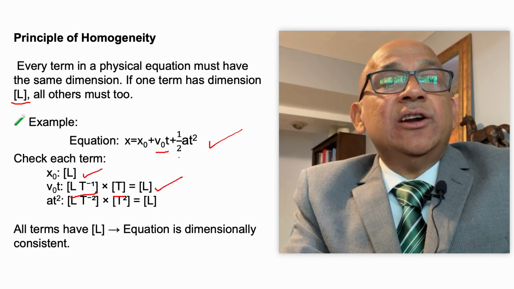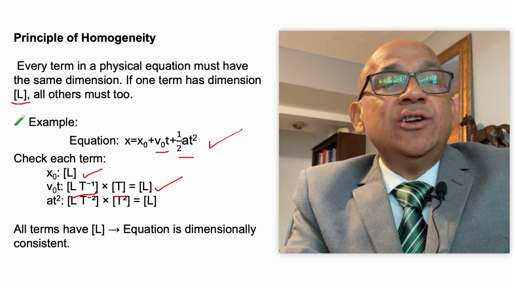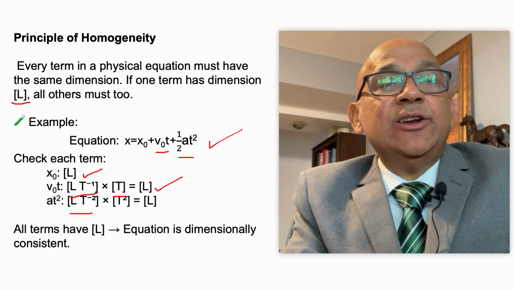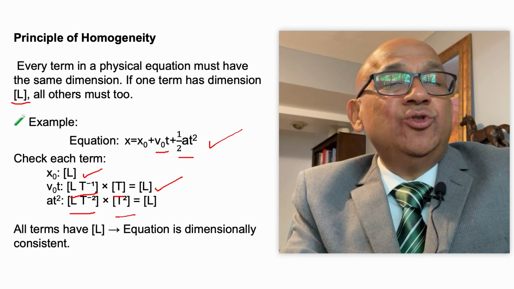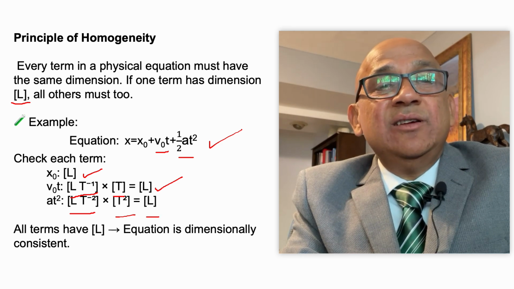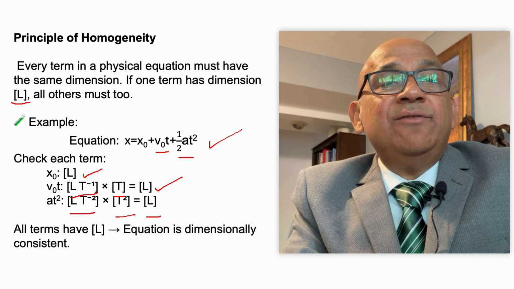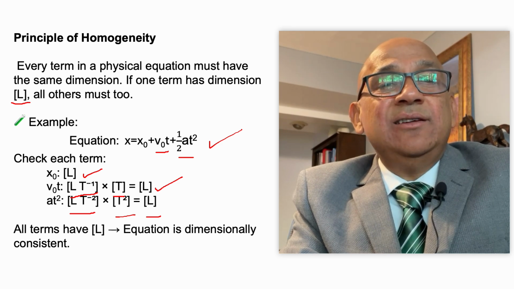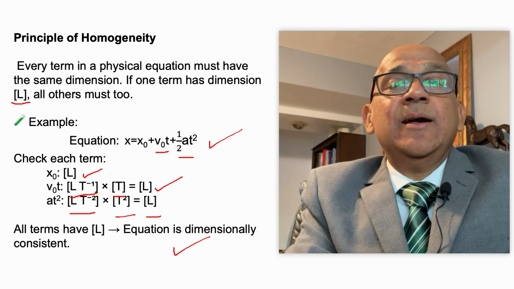Now looking into the third term, half at square. a is the acceleration, so it has a dimension of L t^-2, and t square has a dimension of t square. So if you combine all these things together, you come up with length L. So we see all terms here have the same dimension L, so this equation is dimensionally consistent.